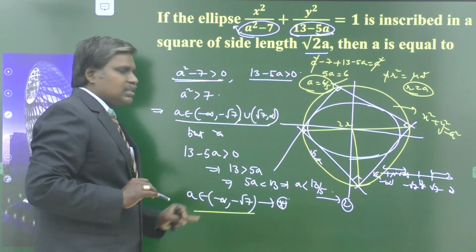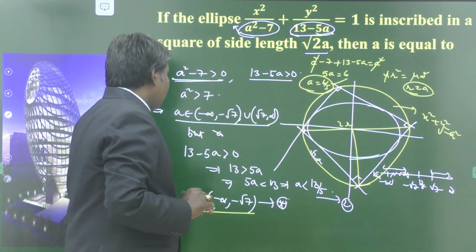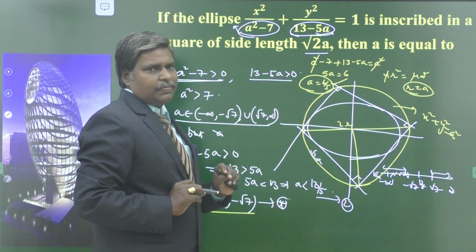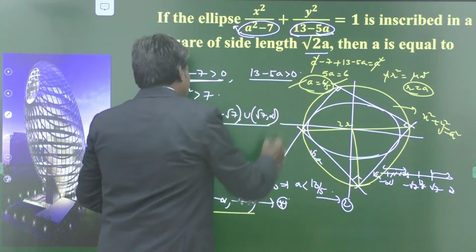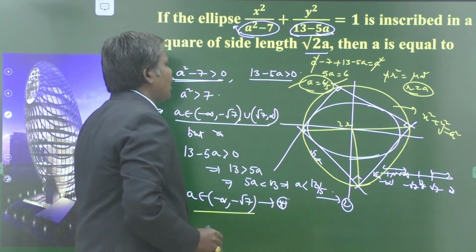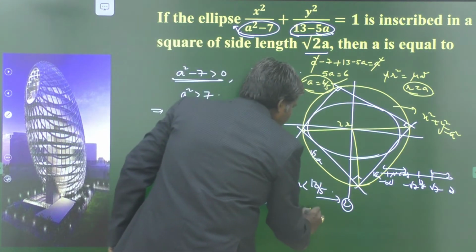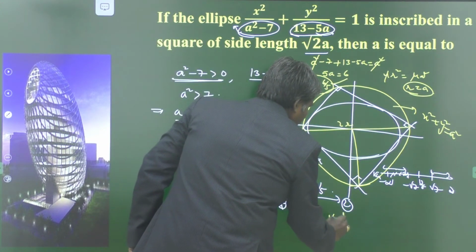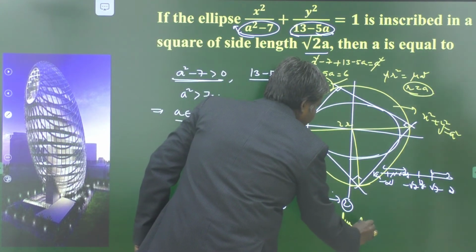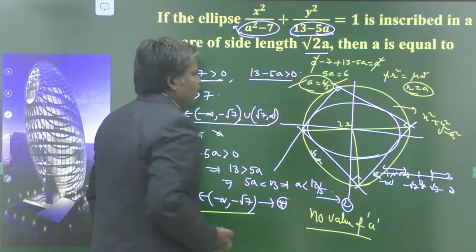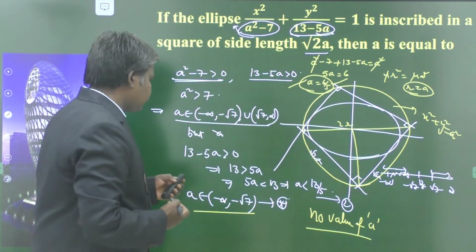For that we obtain this result. That is a belongs to minus infinity to minus root 7. So this is positive, but this is negative interval. There is no common point. Therefore, no value of a satisfies the condition. Understand?